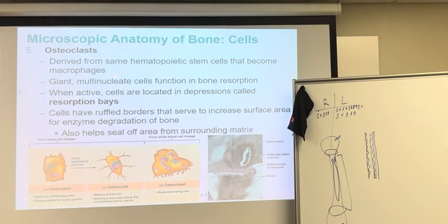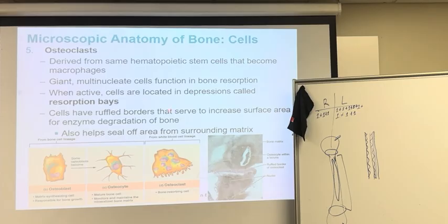Now let's talk about the osteoclast. When you see the osteoclast, they are very different from the osteoblast and the osteocyte. They have a lot of what? Lot of folds in the surface to increase the surface area. As I told you, what is the function of the osteoclast? Breakdown of the bone, derived from same hematopoietic stem cells that become macrophages. Giant multinucleate cells function in the bone resorption.